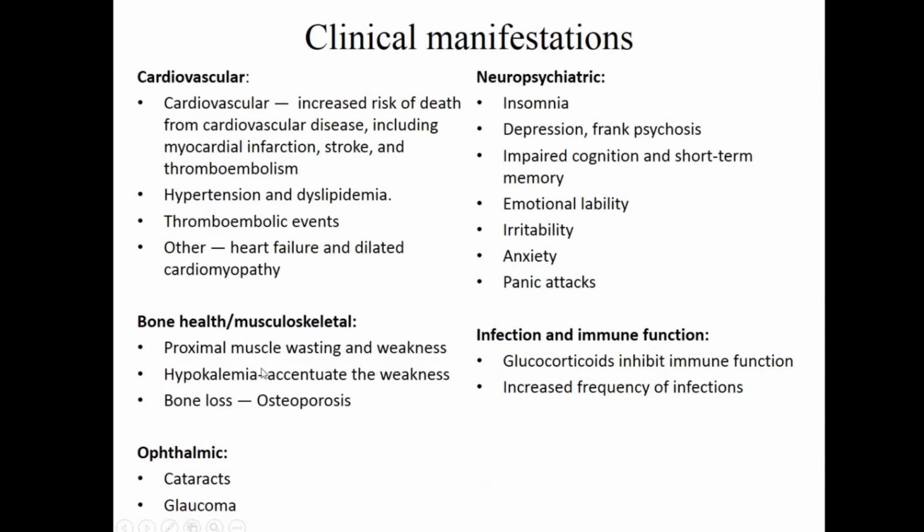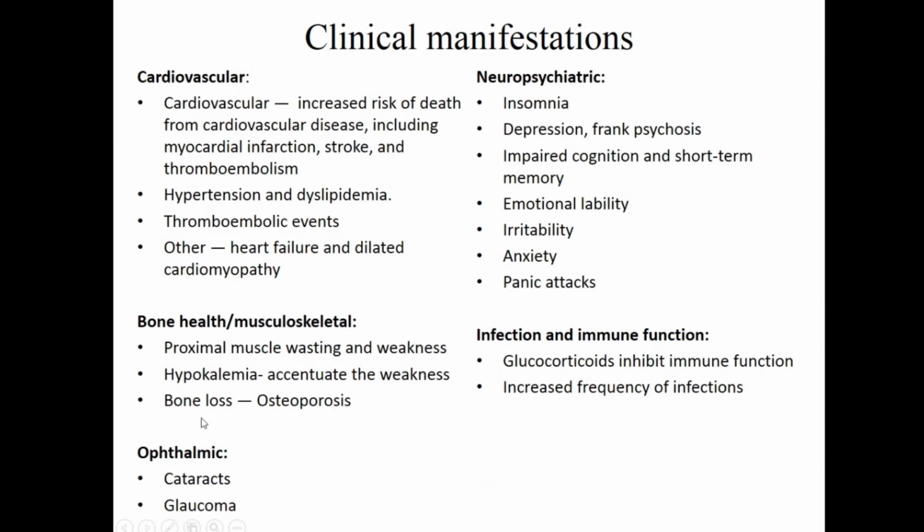Bone or musculoskeletal: patients with Cushing syndrome usually come to you with proximal muscle wasting and weakness. And in addition, because of the changes in the electrolytes, which is hypokalemia, it will also accentuate the muscle weakness.